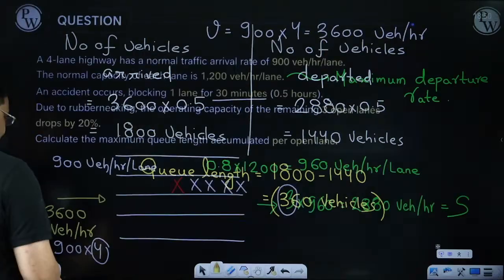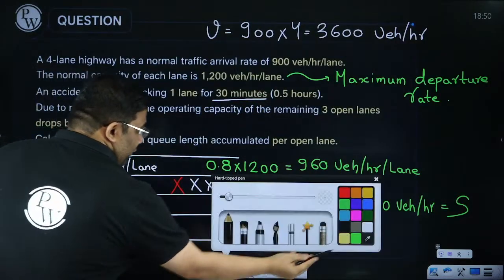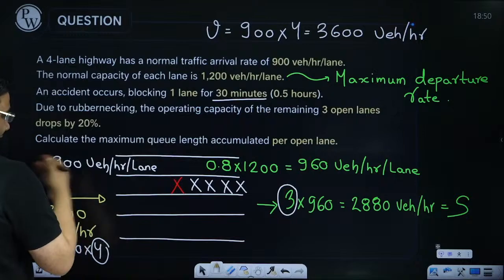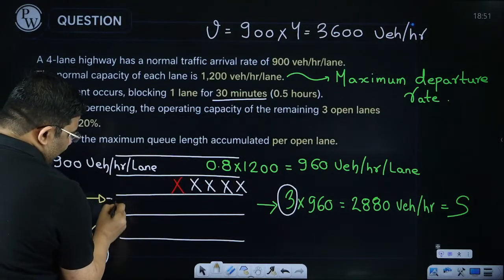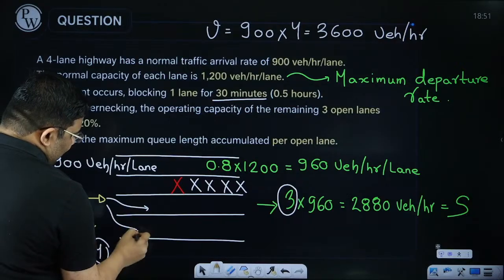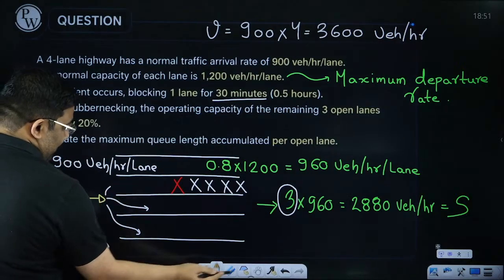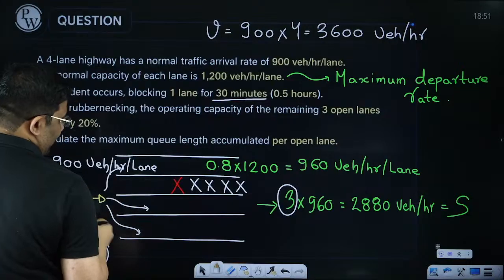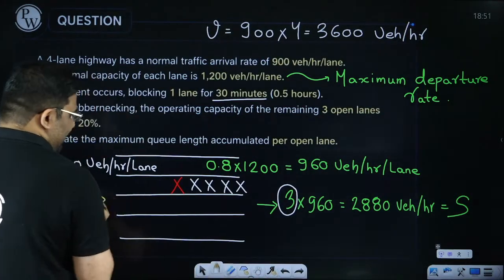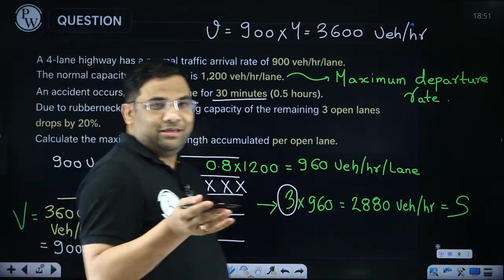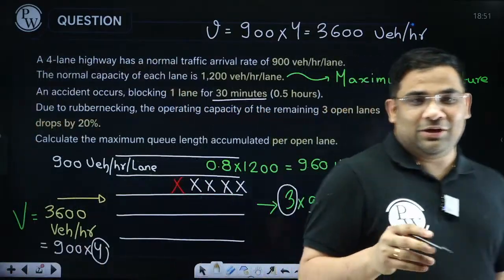Now these 360 vehicles will be queuing in the 3 lanes. Why? Because this lane is blocked. Vehicles will be arriving in all the 4 lanes, but since this one is blocked, they will move on to the other lanes. So the queuing will not happen in this lane; they will queue in the other 3 lanes.